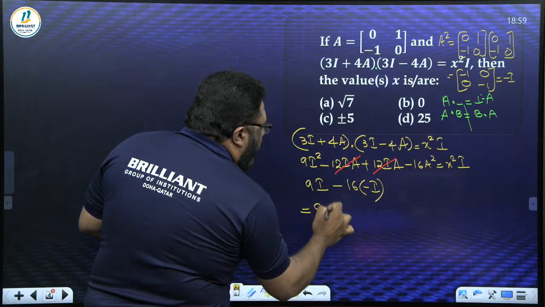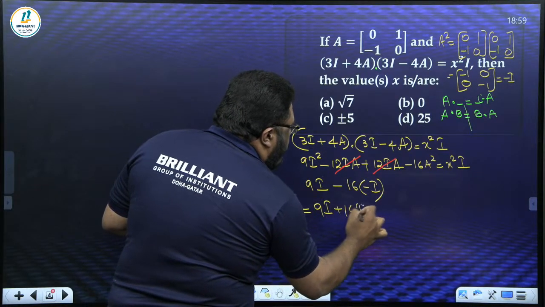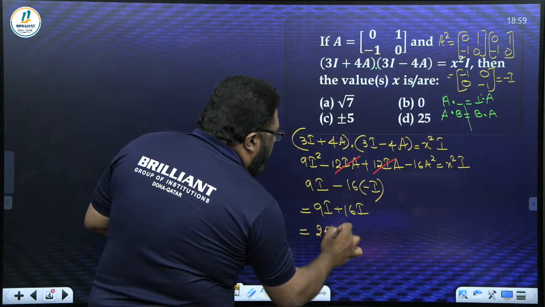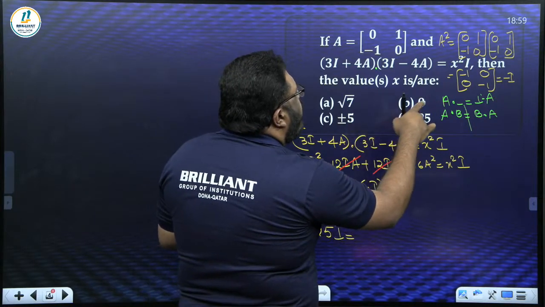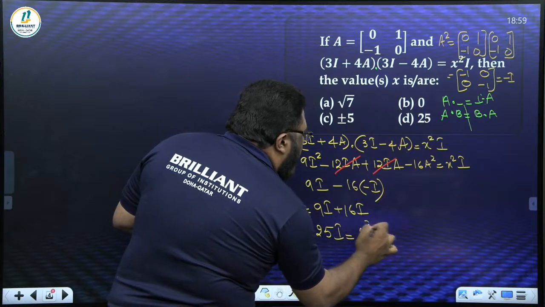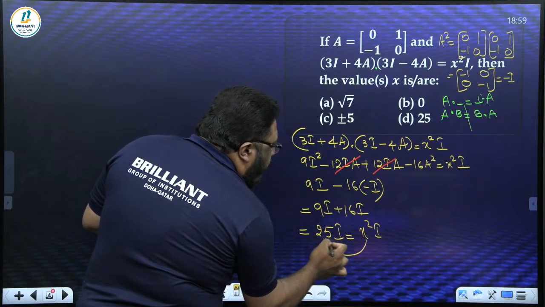So it's going to be 9I plus 16I, which is 25I. Okay, so 25I is what you're getting. So X squared I equals 25I.